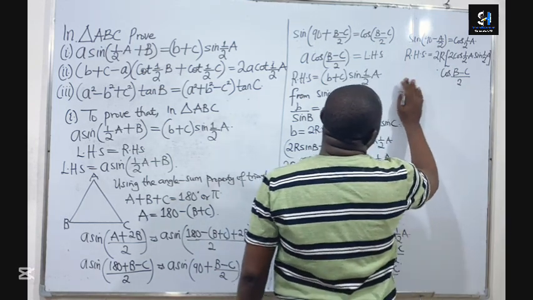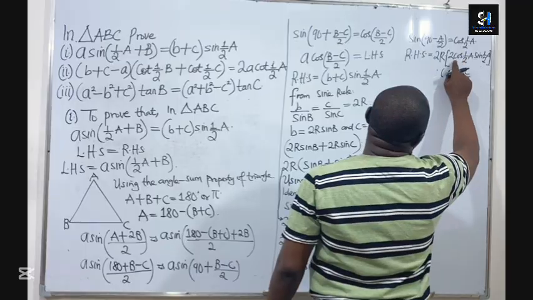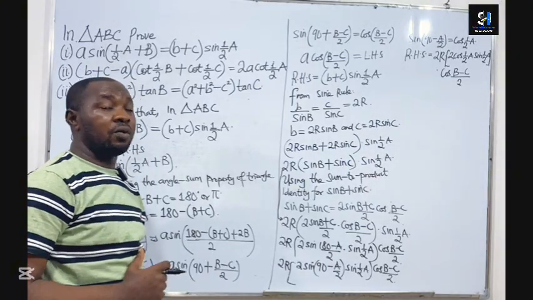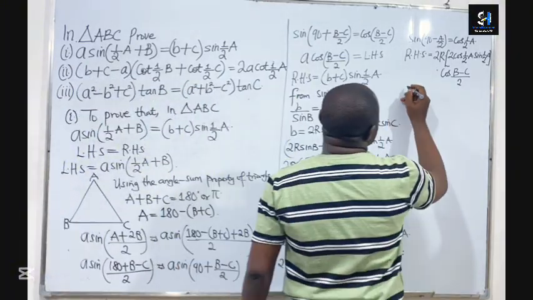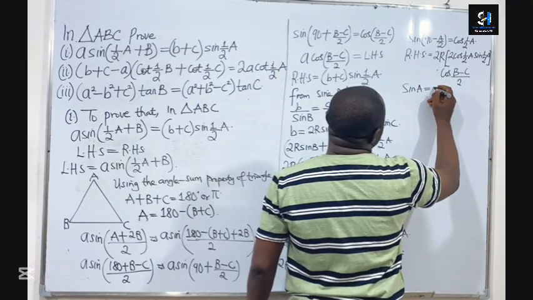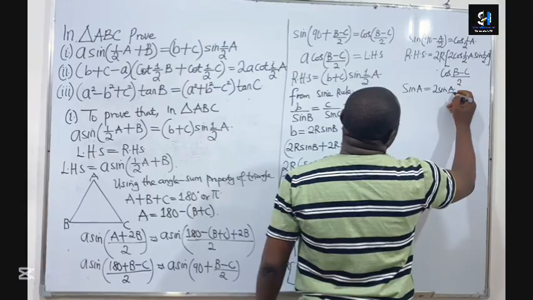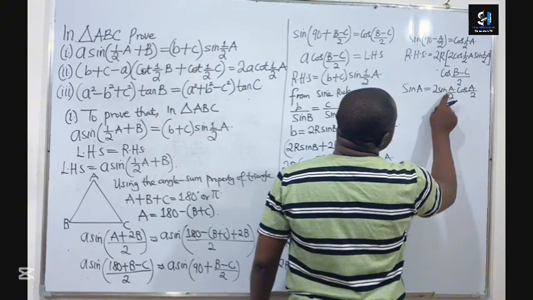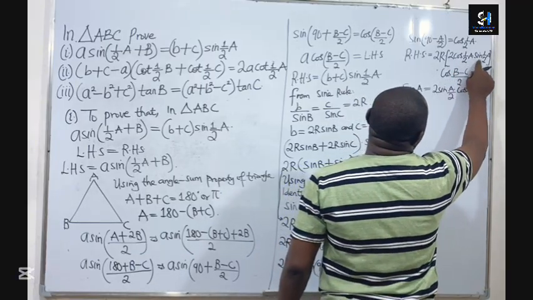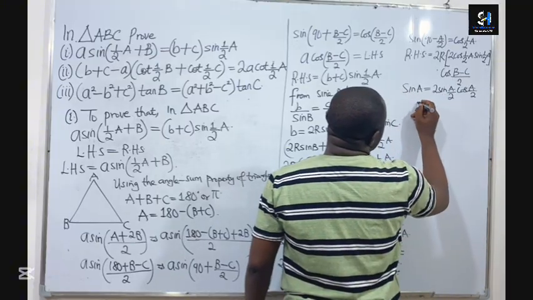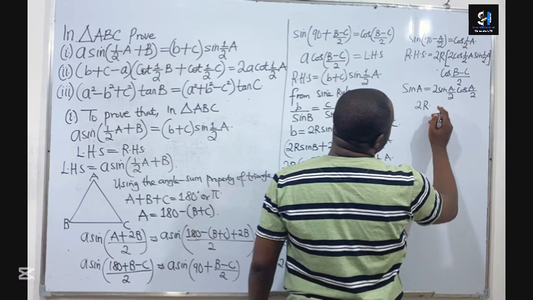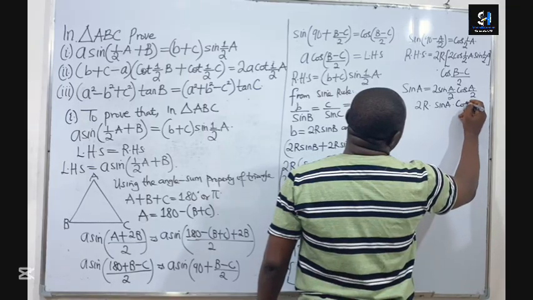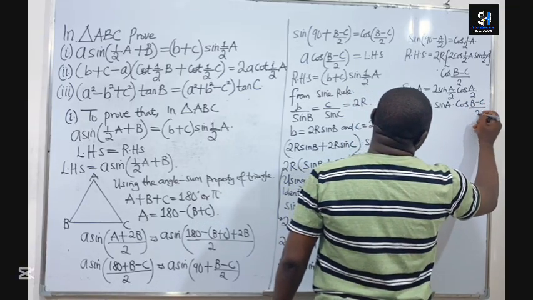Now we have 2 cos 1/2 of A multiplied by sine 1/2 of A. That is the half angle formula for sine A: sine A is equal to 2 sine A over 2 cos A over 2, and that's what we have here. So 2 cos 1/2 of A sine 1/2 of A is equal to sine A. So 2R multiplied by this will be sine A, then multiplied by cos (B minus C) over 2.